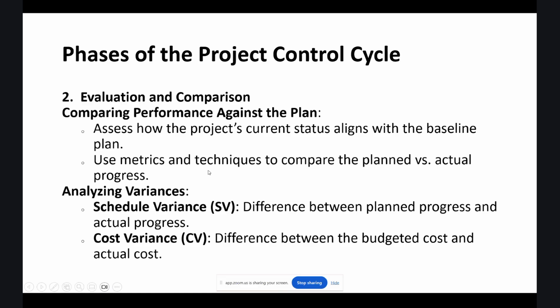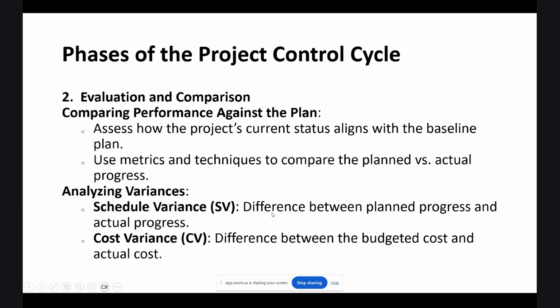Use metrics and techniques to compare the plan versus actual progress. So you can talk to individual team members and team groups, and check their progress against what you are expecting them to finish in a given time. Then analyze variances, which could affect the outcome of your project.